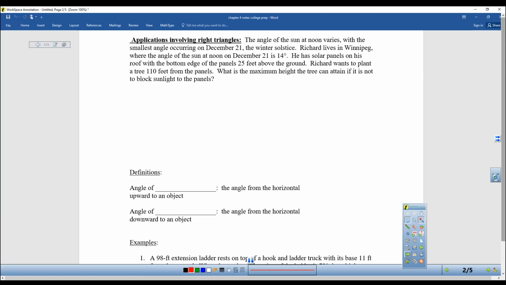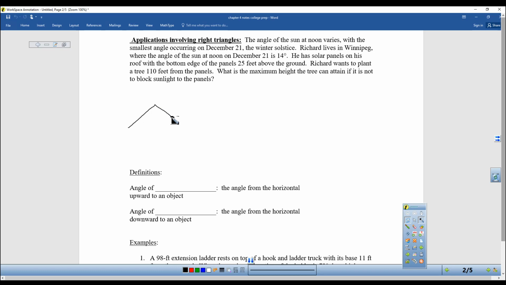So the angle of the sun varies at noon. You guys know that. Right now it's a really dark time of year, with the smallest angle occurring on December 21st, which is called the winter solstice. Richard lives in Winnipeg, where the angle of the sun at noon on December 21st is 14 degrees. He has solar panels on his roof with the bottom edge of the panels 25 feet above the ground, and he wants to plant a tree 110 feet from the panels. What is the maximum height the tree can attain if it is not to block sunlight to his panels?